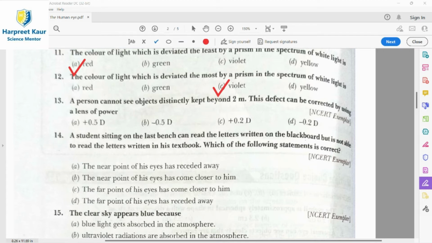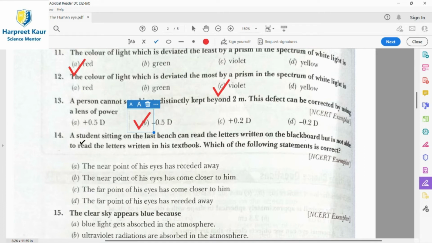We have the formula here that power is equal to 1 divided by f, means 1 divided by minus 2. Here we have the focal length of the concave lens as minus 2. So 1 divided by minus 2 comes out to be minus 0.5 D. So the answer comes out to be option B, minus 0.5 D. You have to remember here that the lens is concave, so we have to put a negative sign on focal length, and then the power automatically comes out to be negative.